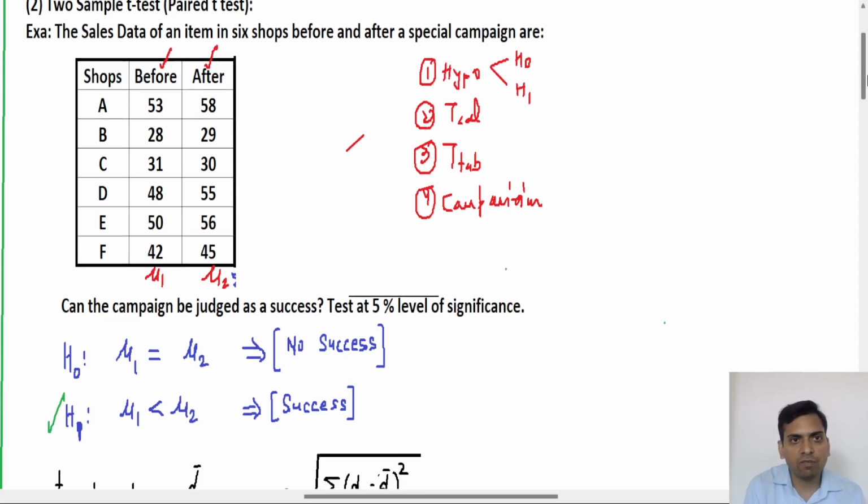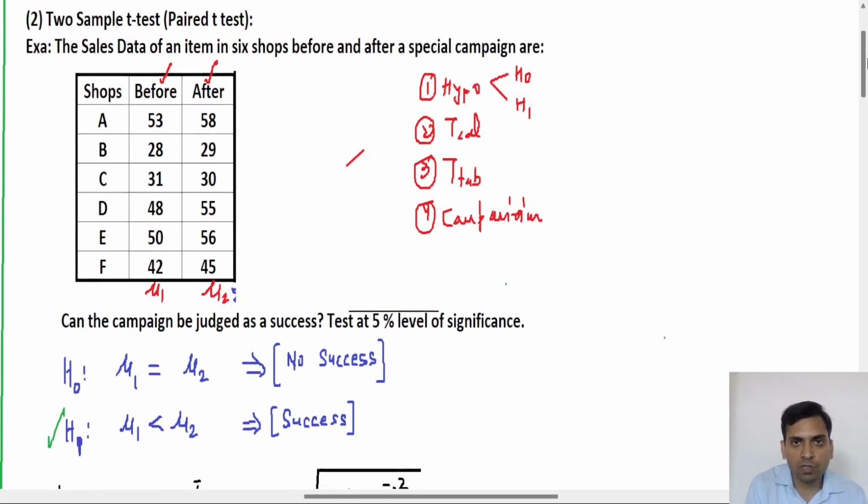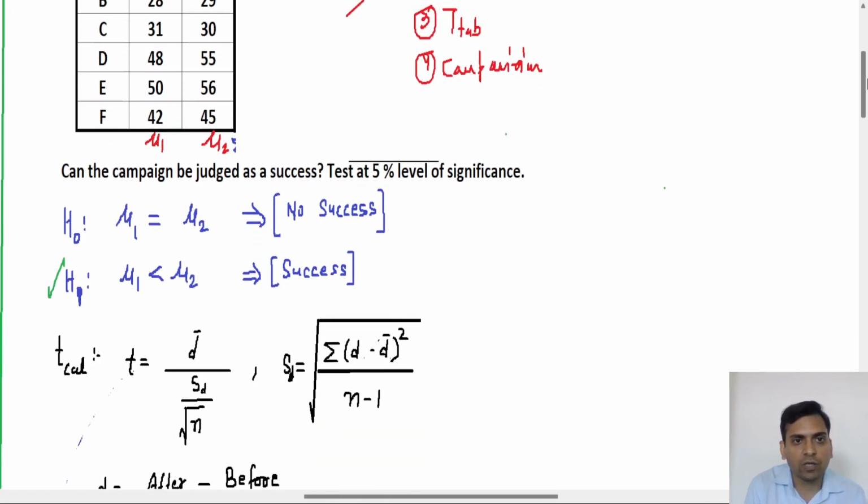In a t-test, we always take the null hypothesis as equals to. This means there is no impact of campaigning. So the mean of this one and the mean of this second one are equal. This means no success, no impact of campaigning. But in the alternative, we will consider there is an impact of campaigning on sales. So this means this mu2, this average sales, increased with respect to this mu1. So we will write mu1 is less than mu2, and this reflects successful campaigning.